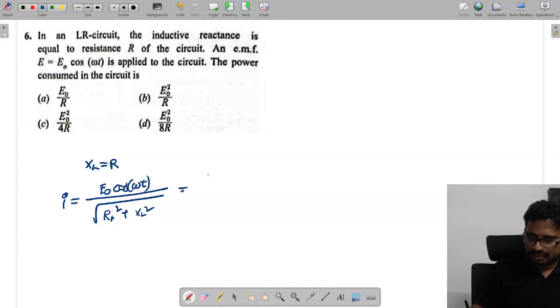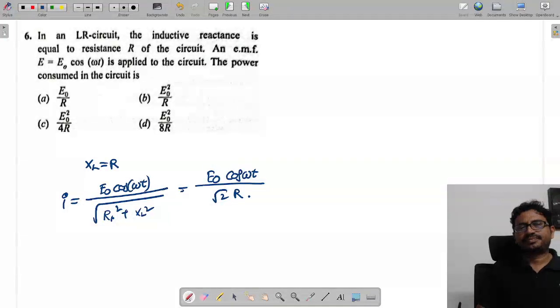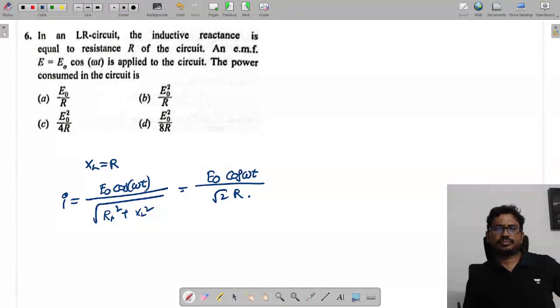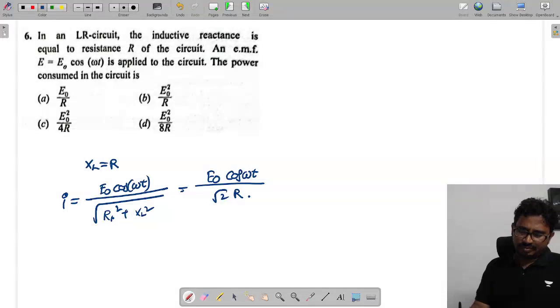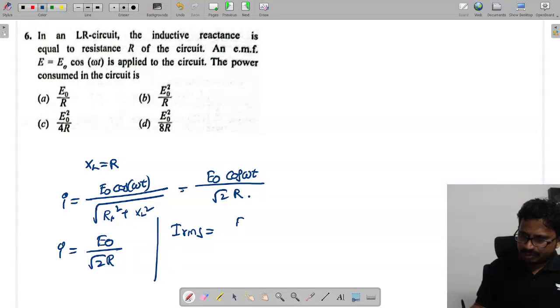So simplify this. E naught into cos omega t, with XL equal to R, so it will be root 2 into R. This is I. So I is equal to E naught by root 2 into R. And what about this IRMS? Again divide by root 2. So this is E naught by 2R.